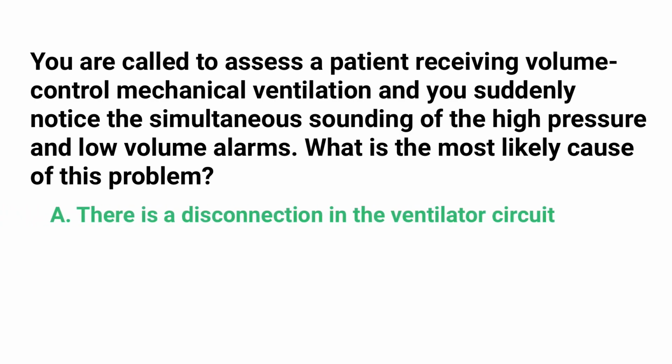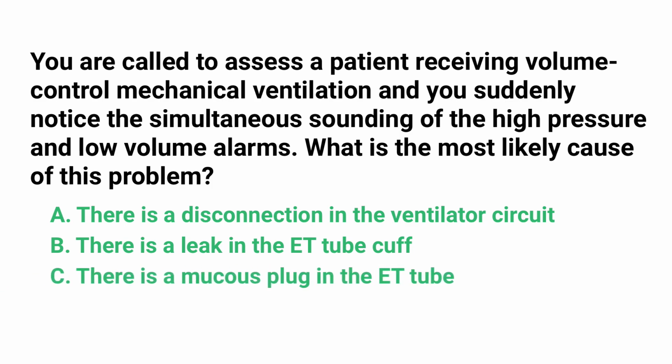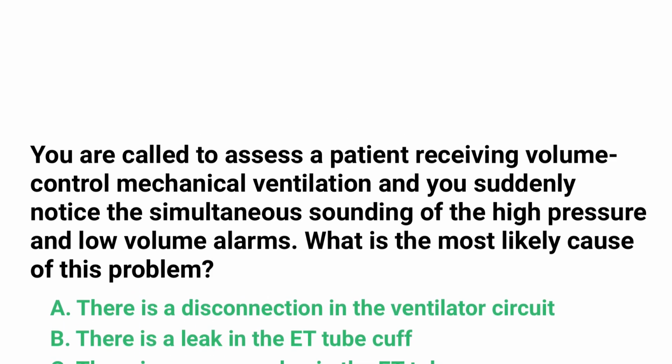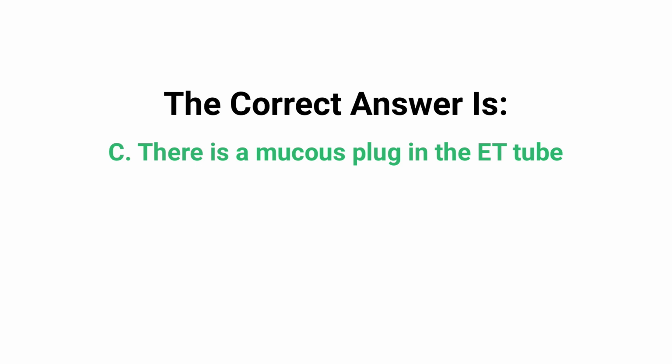Is it A, there is a disconnection in the ventilator circuit, B, there is a leak in the ET tube cuff, C, there is a mucus plug in the ET tube, or D, the patient has developed pneumonia? The correct answer is C, there is a mucus plug in the ET tube.